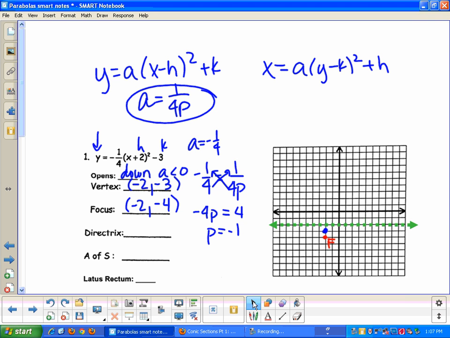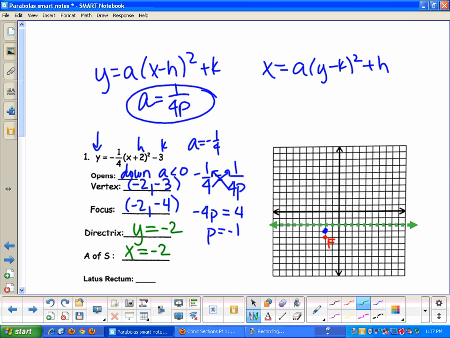And now I just need to write the equation for this. So the equation for the directrix, since it's a horizontal line, is going to be y equals, and we're taking the y value from our vertex and we're moving it up 1, so y equals -2. And then my axis of symmetry is always a line that cuts my parabola in half. So in this case, since my parabola opens up or down, it's going to be x equals the x-coordinate of the vertex, so x equals -2.